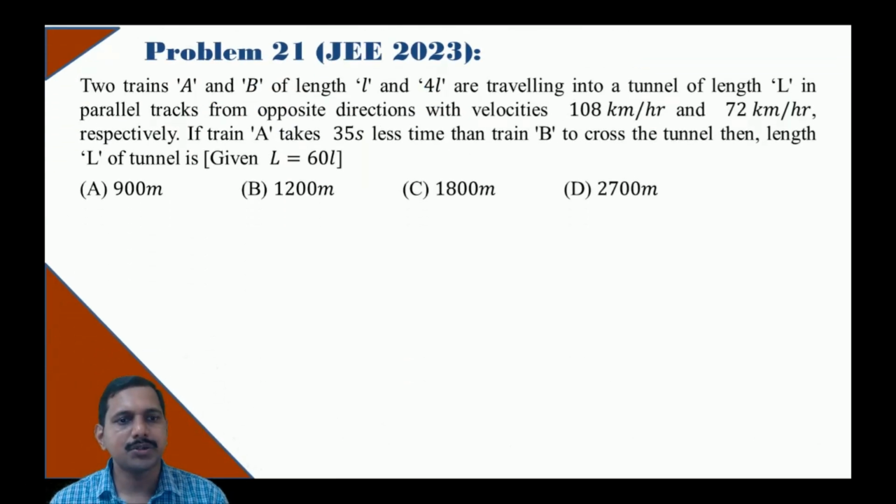The question is something like this: two trains A and B of length small l and 4 small l are traveling into a tunnel of length capital L in parallel tracks from opposite directions with velocities 108 km per hour and 72 km per hour respectively. If train A takes 35 seconds less than train B to cross the tunnel, then the length of the tunnel is given, capital L is equal to 60 small l, right?